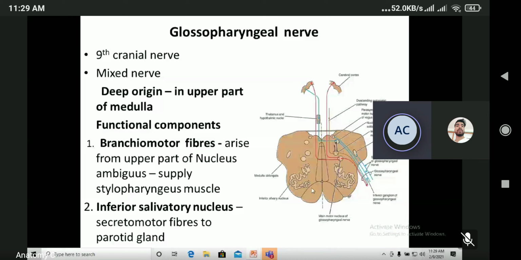The glossopharyngeal nerve has branchiomotor fibers. It has preganglionic secretomotor fibers to supply the parotid gland. The branchiomotor fibers supply the stylopharyngeus muscle. The only muscle supplied by the glossopharyngeal nerve is the stylopharyngeus muscle, a muscle of the pharynx. Then the inferior salivary nucleus gives rise to the preganglionic secretomotor fibers to supply the parotid gland.